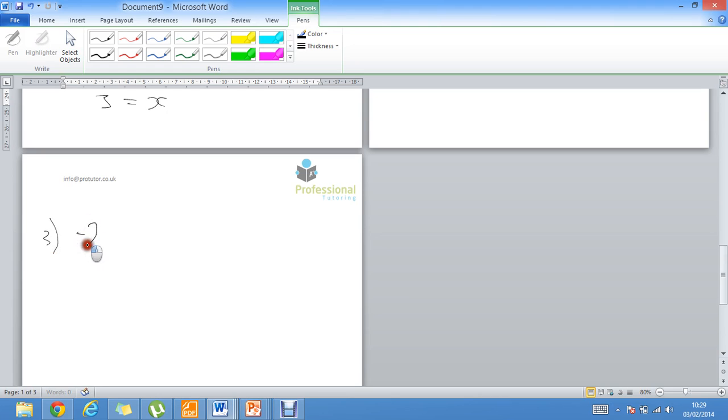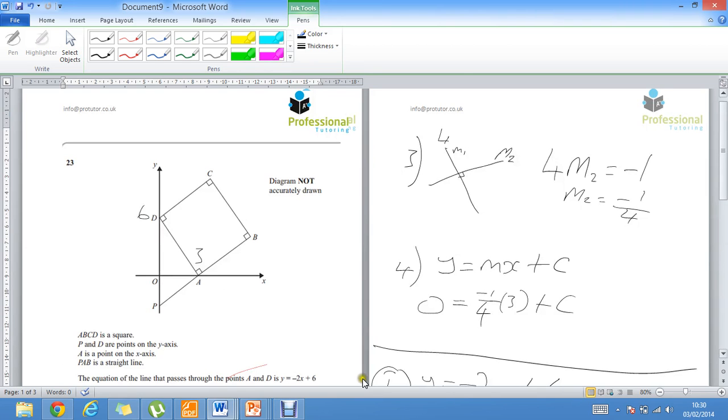So I'll put down minus 2m is equal to minus 1. Again, if I solve that for the gradient of the other line, minus 1 divided by minus 2 will give me a half. These two negatives cancel out. And then my last point, I have to find the intercept. So basically my y coordinate here, where it cuts the y-axis.